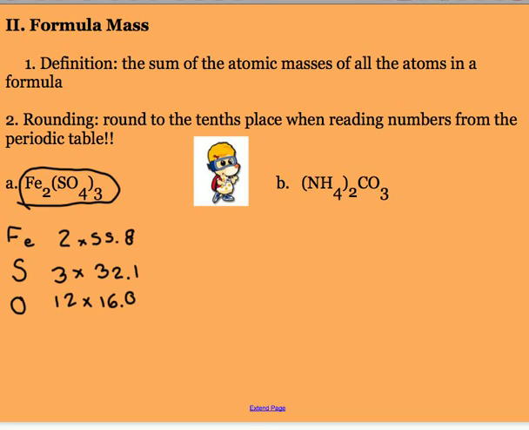So if you multiply these out, for the iron you get 111.6, for sulfur you get 96.3, and for oxygen you get 192.0. Then you add them all up, and that's going to be your answer. The answer for this one is 399.9 AMUs.